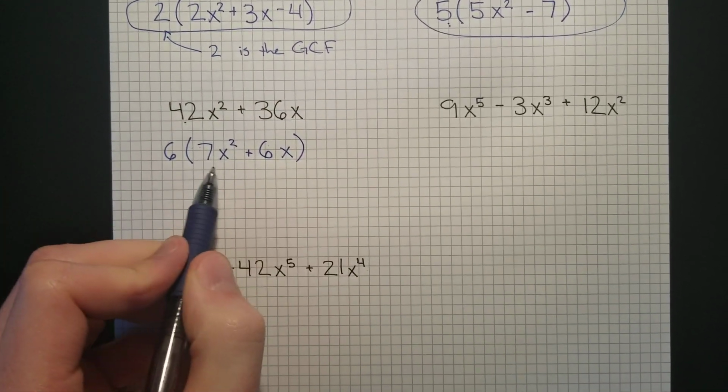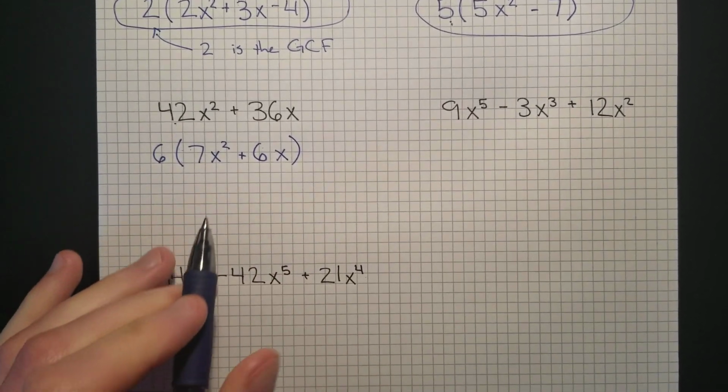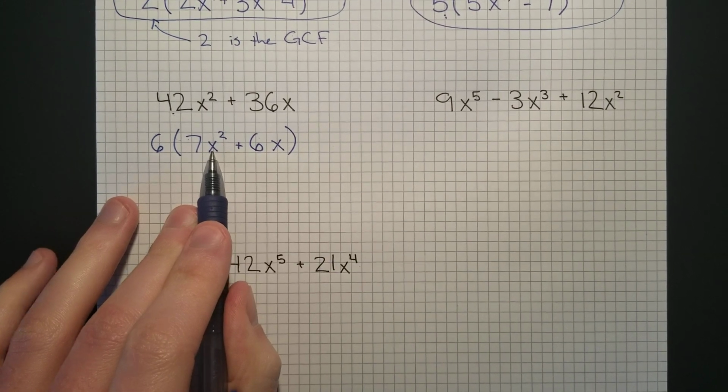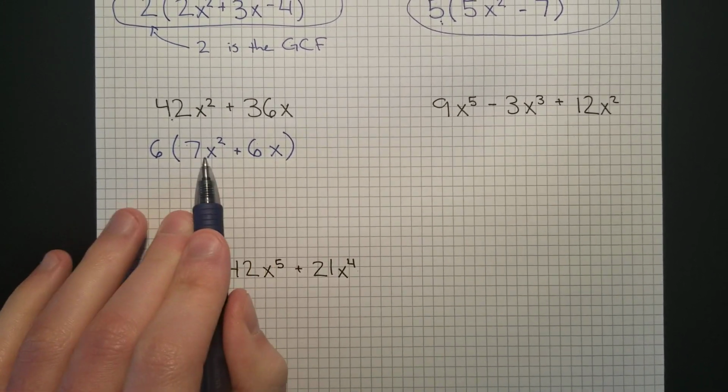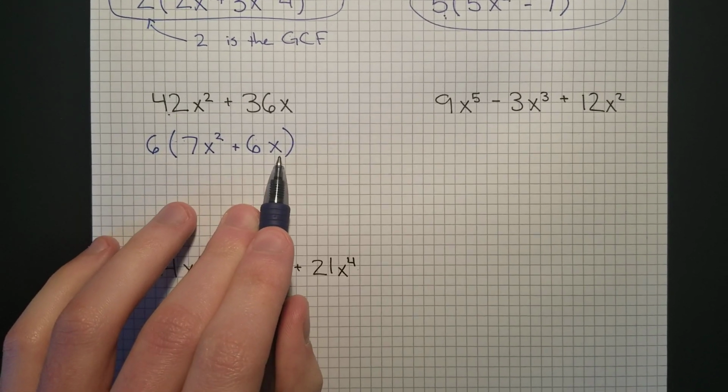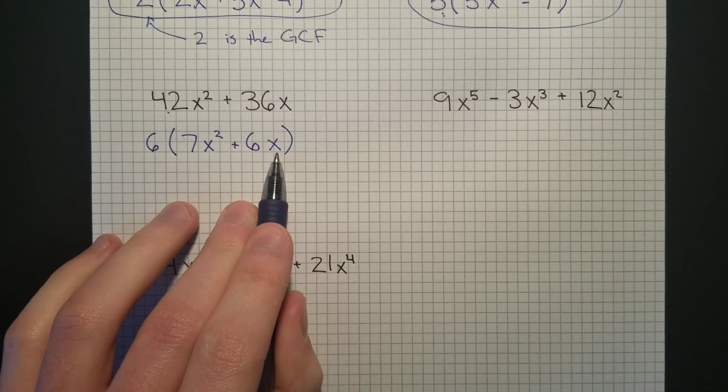There's no number that goes into both of those anymore. However, is there something else that we can pull out of both of those terms? Well, if we look at them, both terms have an x. This one has an x squared. This one has an x by itself. So I can take a variable out of both of those terms.